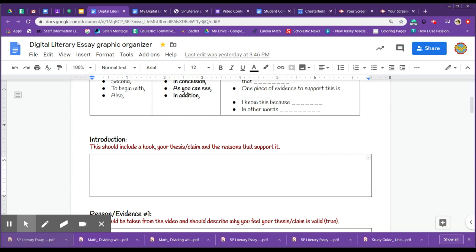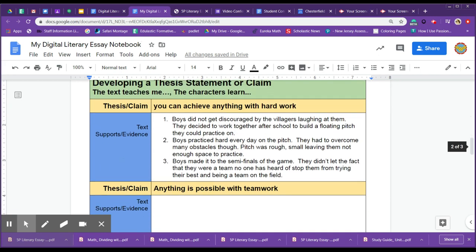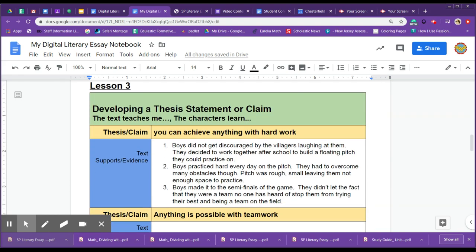For example, we are going to start with the introduction. This should include your hook, your thesis or claim, and the reasons that support it. So now's the time where you have to make a decision. You go back to your literary essay notebook, decide on the thesis that you want to take and use in your essay. That was lesson 3. So I'm going to use my example, my thesis: you can achieve anything with hard work.